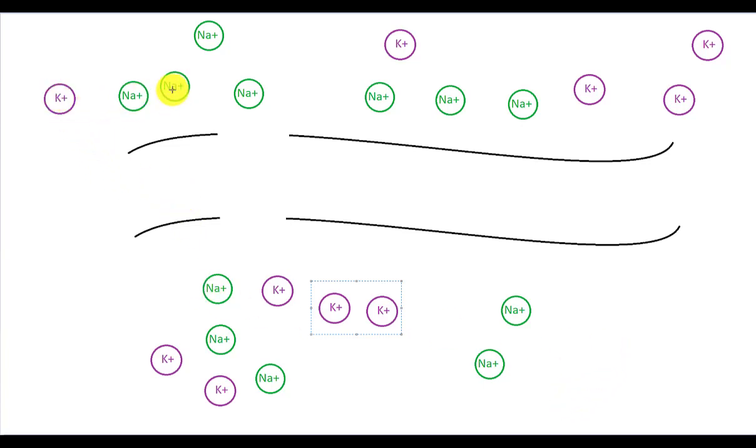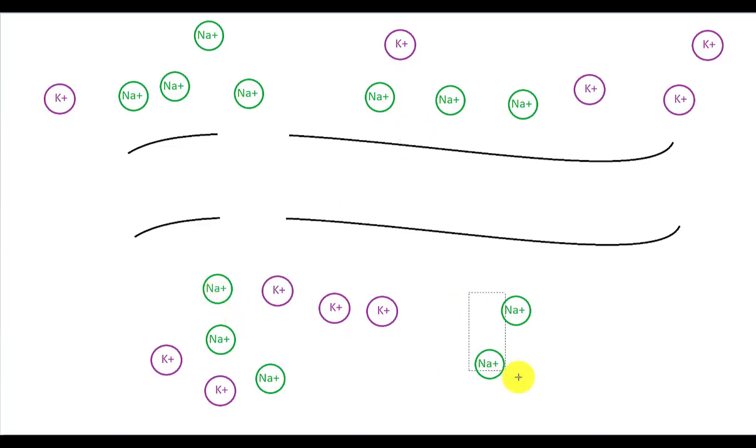Well, 1, 2, 3, 4, 5, 6, 7, 8, 9, 10, 11, 12. Okay, what about inside? 1, 2, 3, 4, 5, 6, 7, 8, 9, 10. We've reduced the charges inside the cell relative to outside the cell and created a net negative charge inside the cell compared to a net positive charge outside the cell.